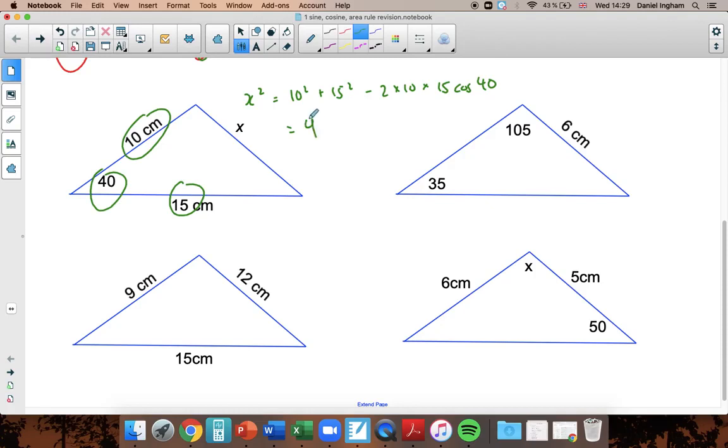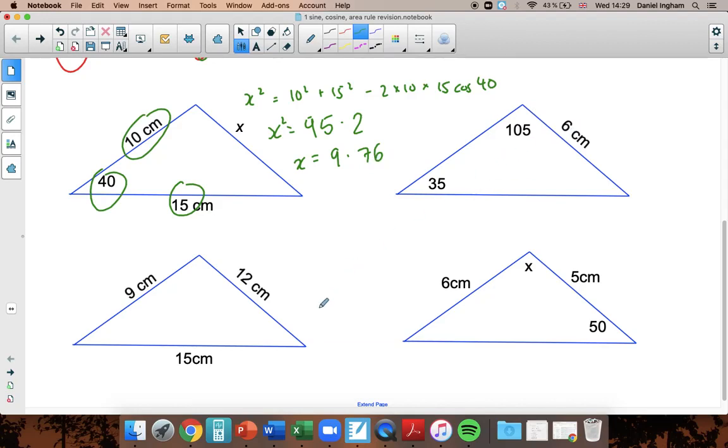You get 95.2. Classic mistake here is people leave that as the answer. Remember, that's not the answer. That's x squared. So x is the square root of that, which is 9.76. I didn't work it out exactly, so there might be a slight rounding error there.